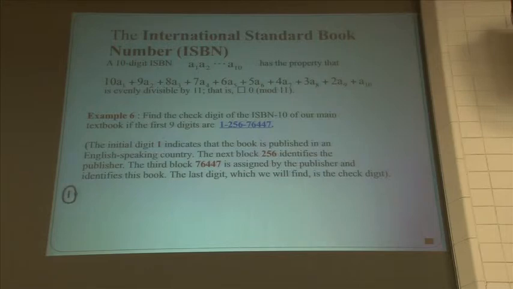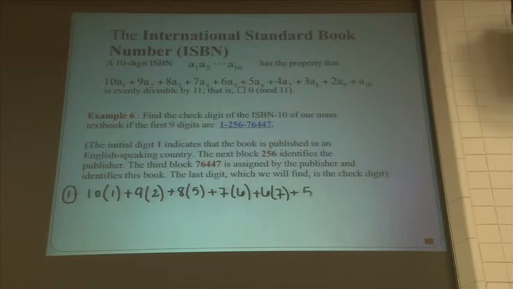Step 1. First position, you take 10 times our first value, which is a 1. I'm looking at the ISBN in blue. Next position, plus 9 times the next number would be 2. 5. 7 times 6. 6 times 7. Next position is 5. So we've got 1, 2, 5, 6, 7, and then another 6.